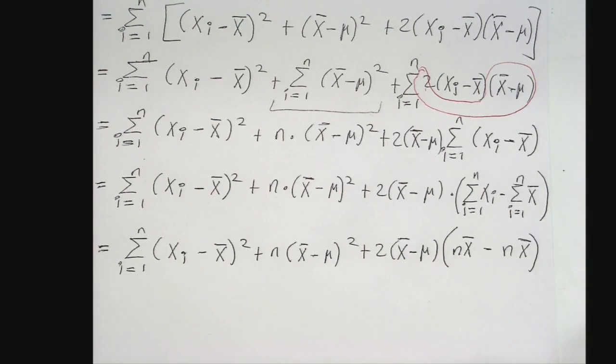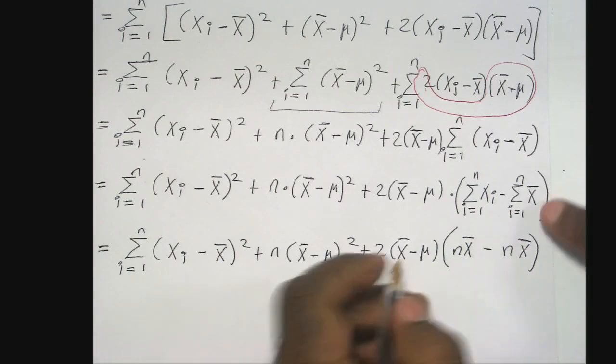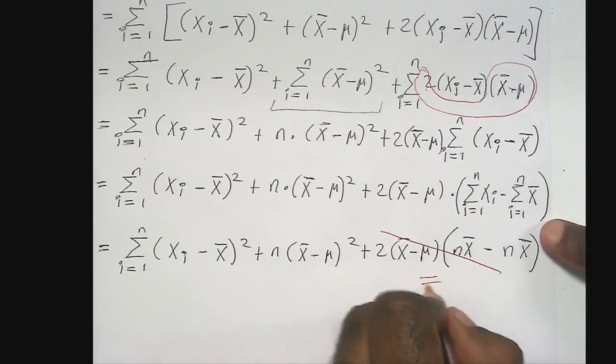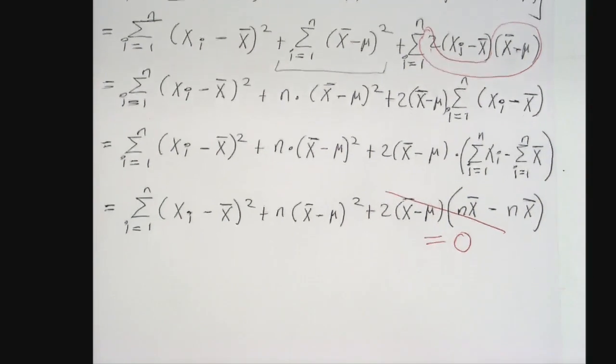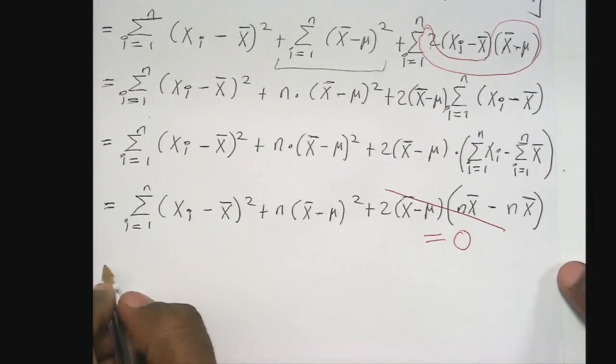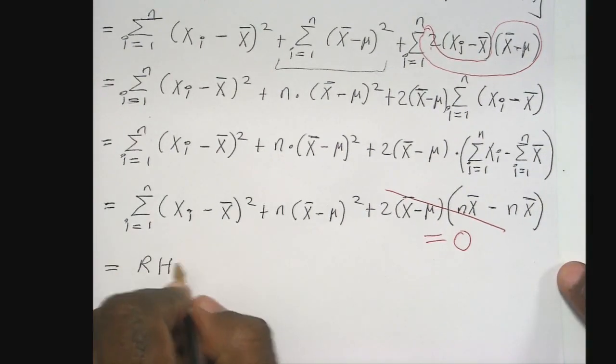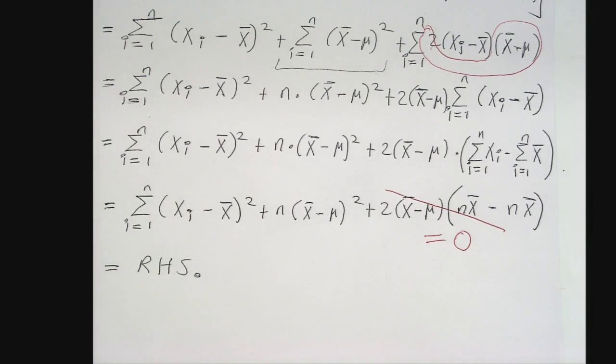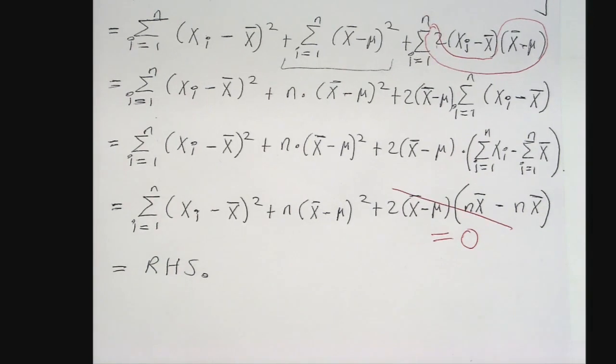Yeah, because x bar is a constant with respect to i. So if you sum it from i equals 1 to n, you get n times x bar. But the sum of xi is also n times x bar. So this term here is equal to 0. So we have proved that the left hand side is equal to the right hand side. Okay? Is that clear to all of you?